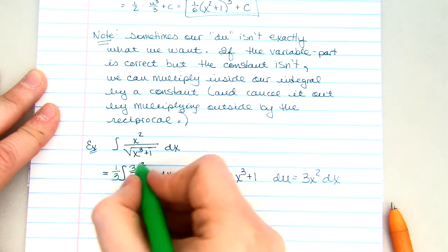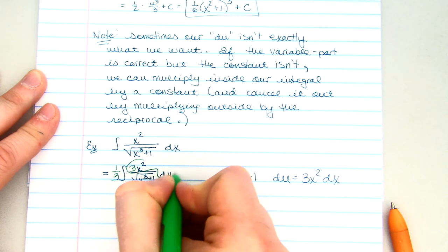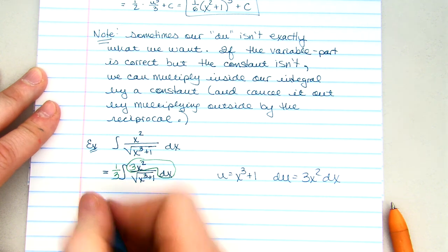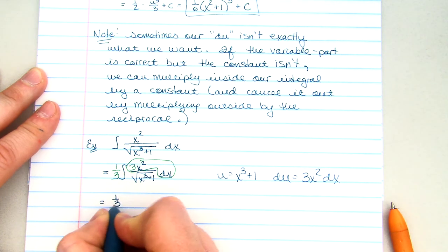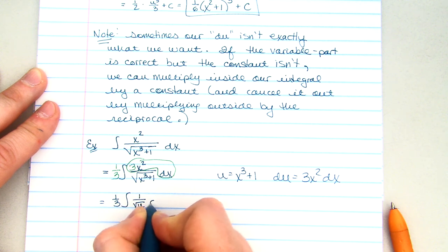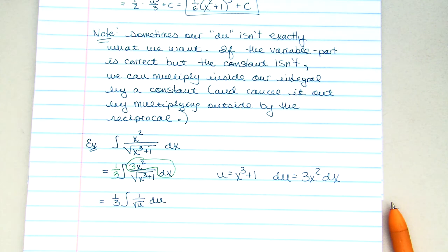The whole point of that was because you're 3x squared and you're dx, that all becomes du. This problem is now 1/3 times the integral of 1 over the square root of u du. See if you can finish that. You have some rewriting you need to do, and then integrate.